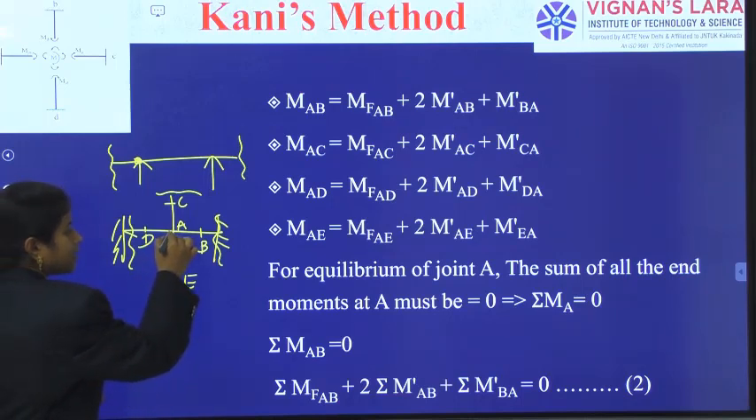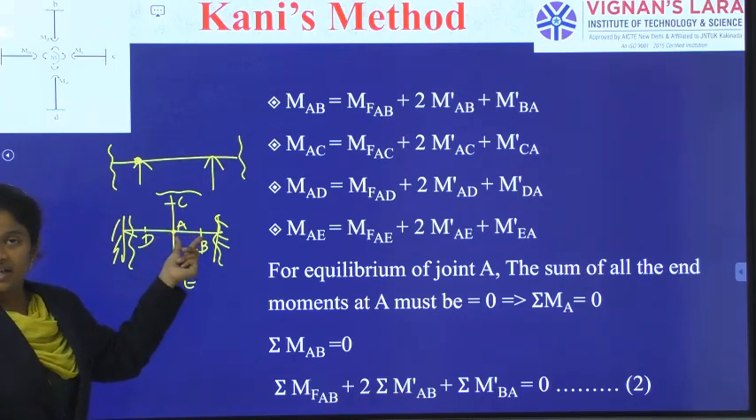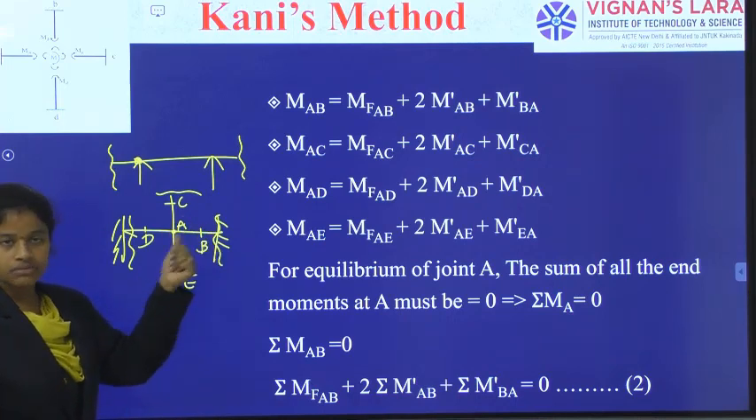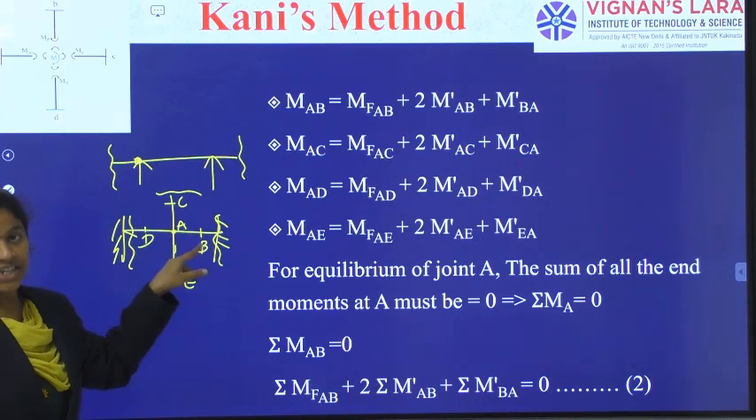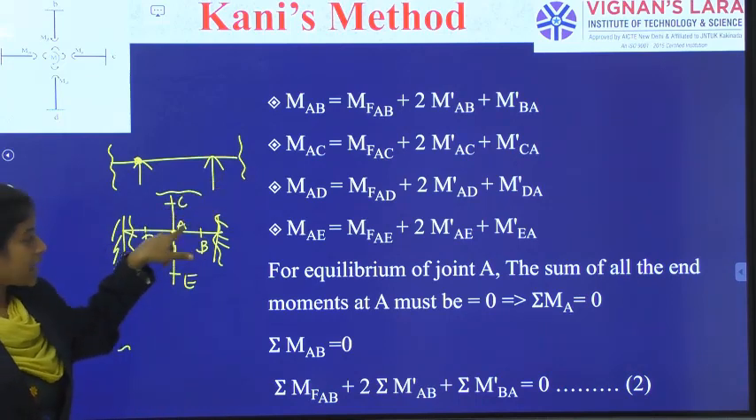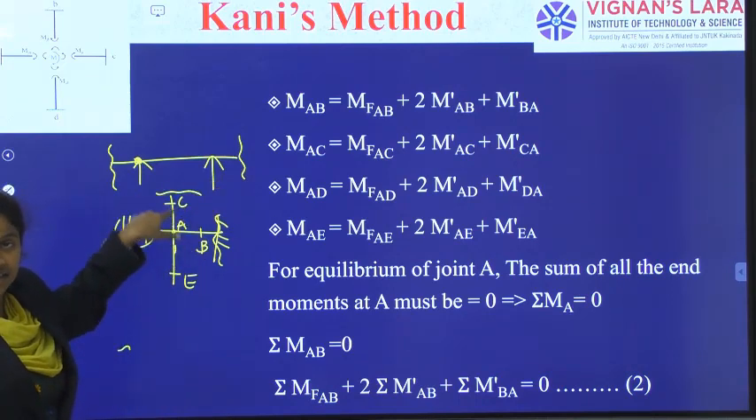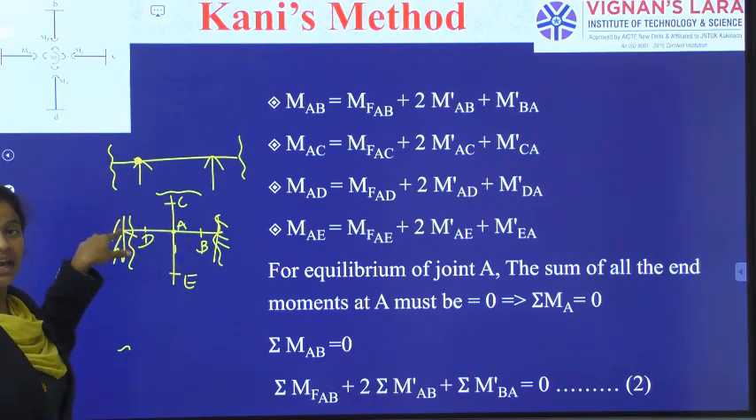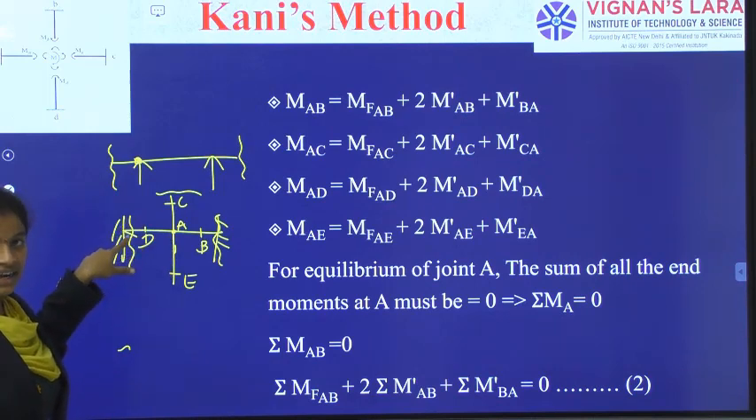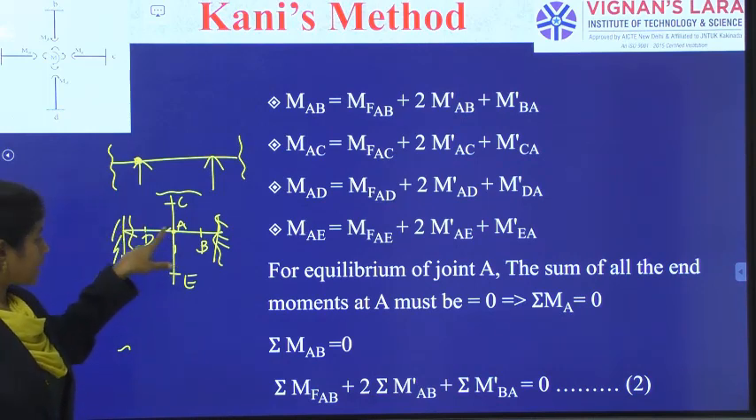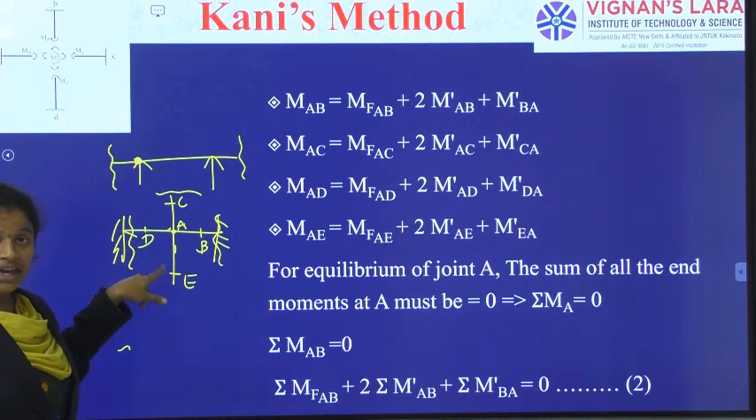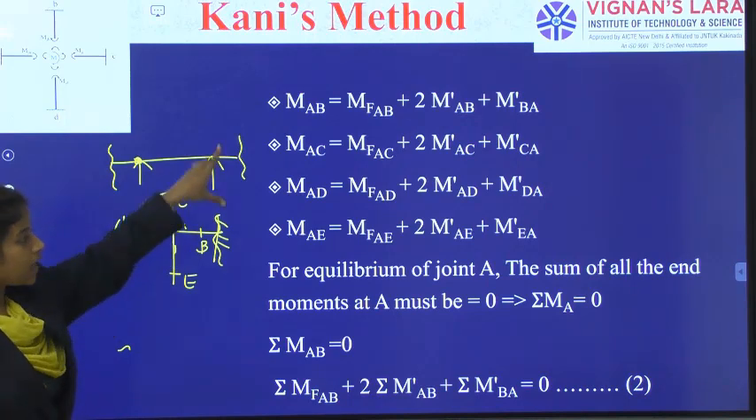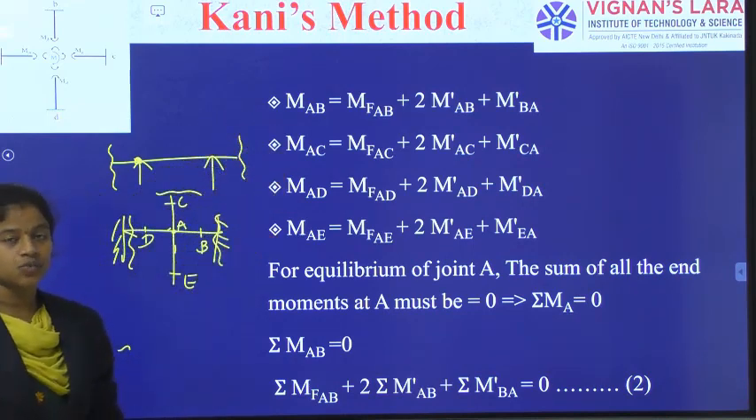Now, at A towards B, AB is there. So, MAB is equal to MFAB plus 2 times M dash AB plus M dash BA. Similarly, MAC is MFAC plus 2 times M dash AC plus M dash CA. Then MAD is equal to MFAD plus 2 times M dash AD plus M dash DA. And for AE, MFAE plus 2 times M dash AE plus M dash EA. So these are the support moment equations we have got.